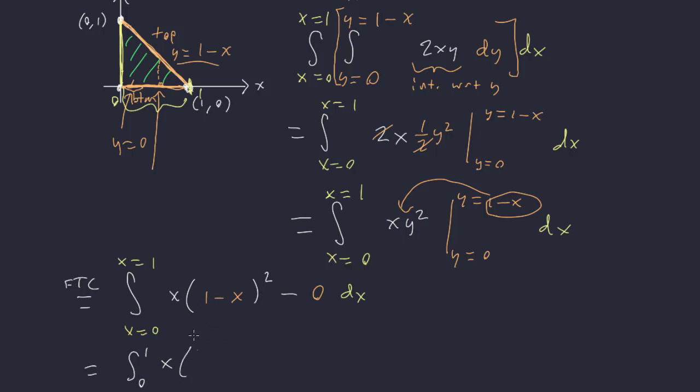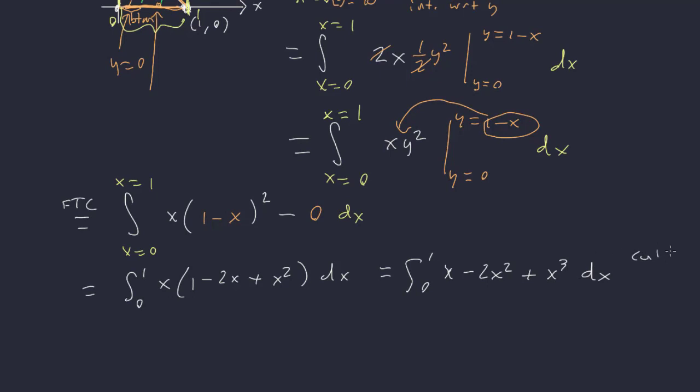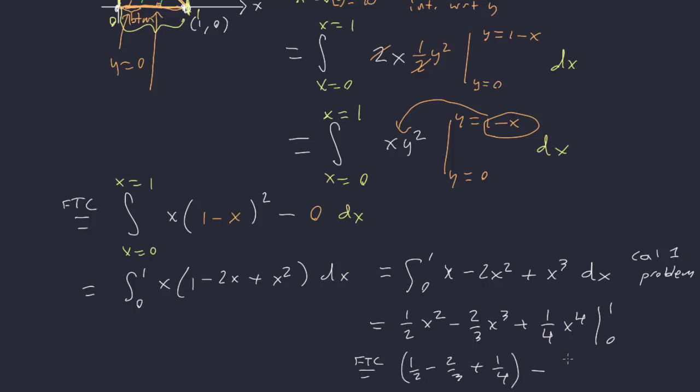If I FOIL this out, the best way to go about this one, we'll get 1 minus 2x plus x squared dx. And so we'll have the integral from 0 to 1 of x minus 2x squared plus x cubed dx. And this now is a Cal 1 problem. Hopefully this isn't too crazy from here. We'll have 1/2 x squared minus 2/3 x cubed plus 1/4 x to the 4th, and we'll evaluate this between 0 and 1. For the fundamental theorem of calculus step, we're going to plug in 1s, so we'll have 1/2 minus 2/3 plus 1/4. And we're going to subtract away when we plug in the 0.